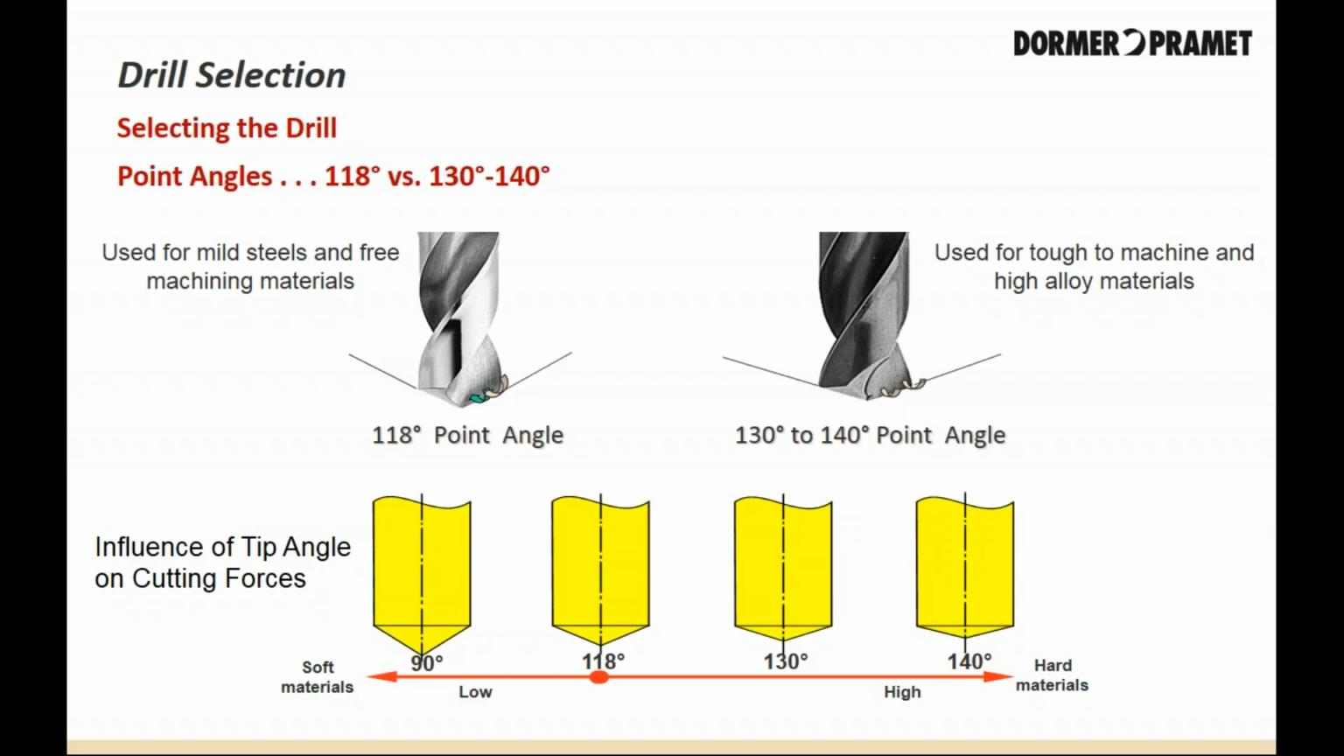Larger included point angles, anywhere from 130 to 140 degrees, are helpful with hard-to-drill materials because the chips produced are thicker. Most materials can be more effectively cut in the form of thick chips. The thicker chip also tends to reduce the amount of work hardening of most materials. Torque requirements are also reduced due to the shorter length of cutting lips.